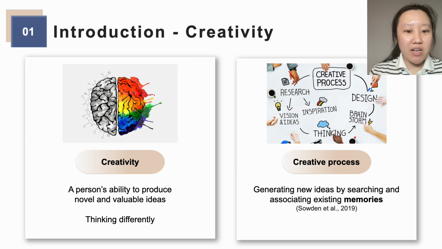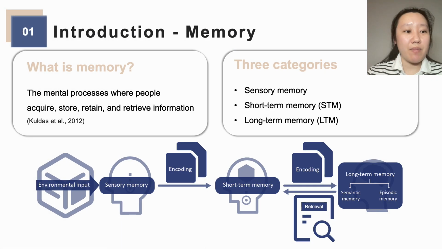So it seems like memory is important in the creative process, but what is memory? Memory is the mental processes where people acquire, store, retain, and retrieve information. Normally, it can be divided into 3 categories, including sensory memory, short-term memory, and long-term memory. So we get information from the environment. We use our eyes, our ears, our mouth, our nose to get information. The information we collected from these sensors, we call it sensory memory.